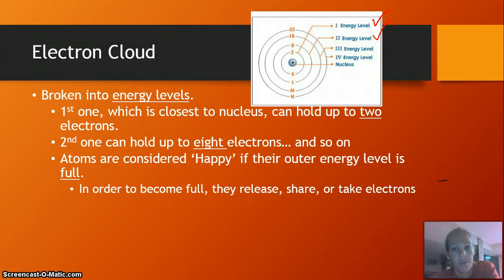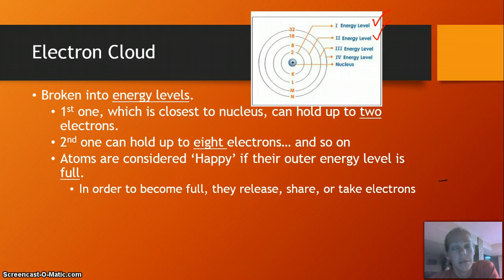The first energy level is closest to the nucleus, and it can hold only two electrons. It can hold less than 2 electrons, meaning 1, or it can hold 2. And if it has 2, then that is considered to be a full energy level. So if an atom has any more electrons than 2, then that is where they end up going to the second energy level out further away from the nucleus.